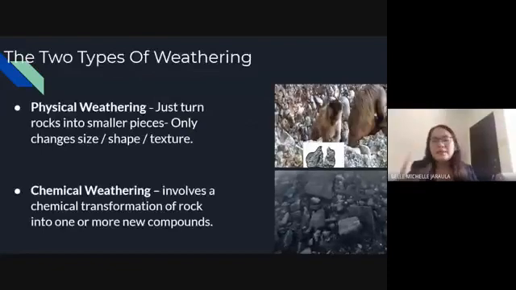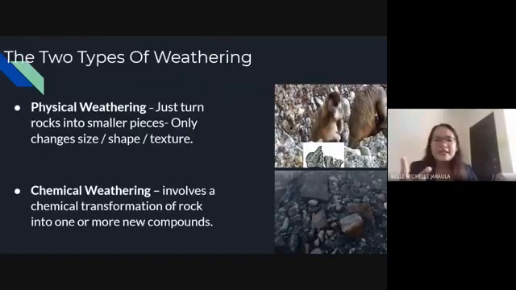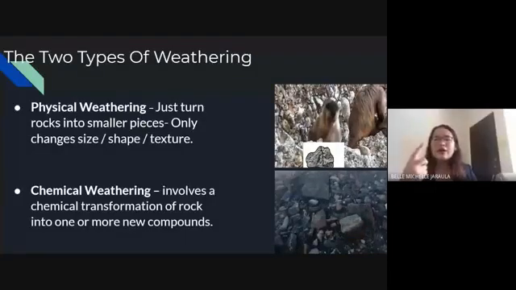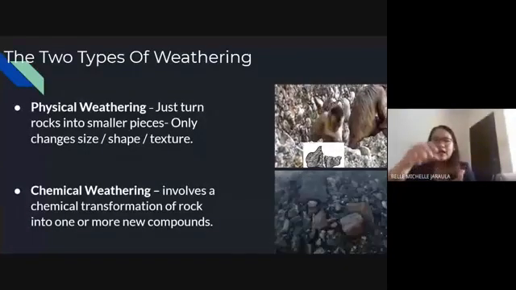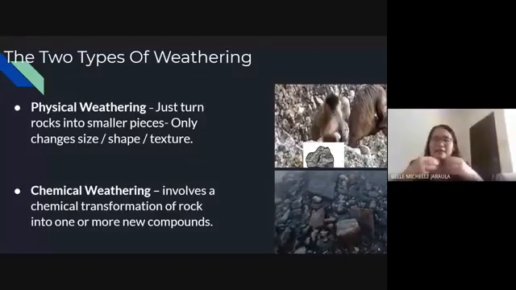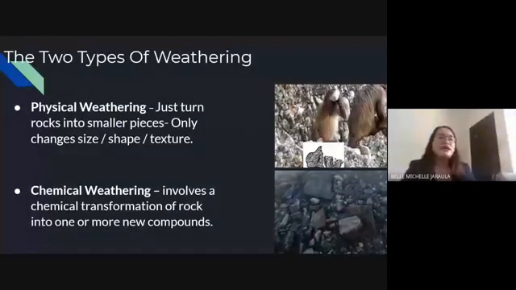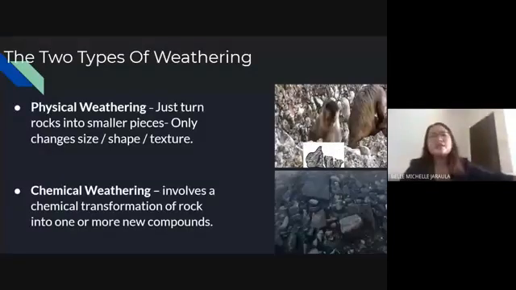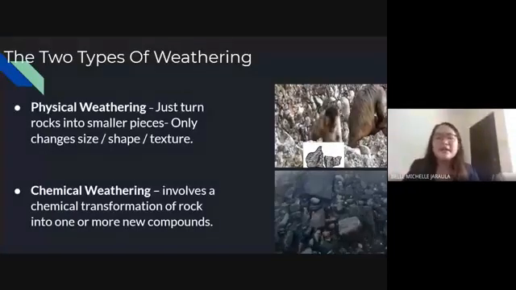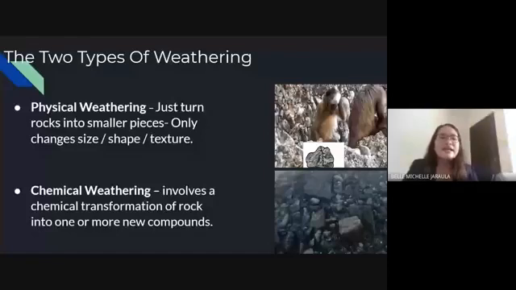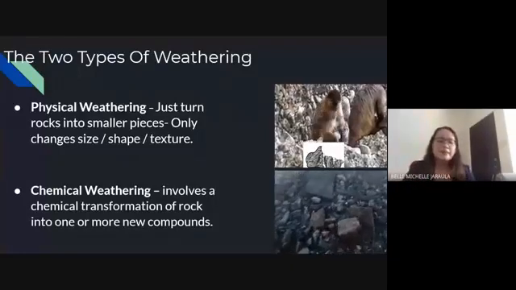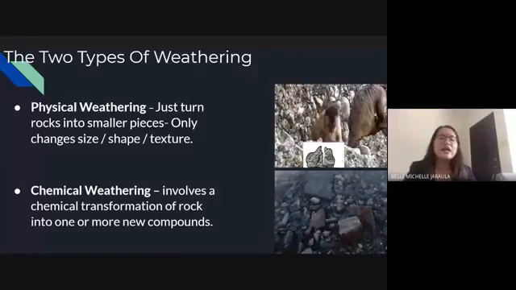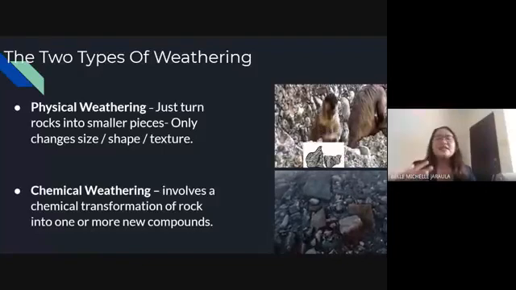So, there are two types of weathering. Remember, physical and chemical. Physical means you can see the breakdown, it is visible. And chemical happens internally. Physical weathering means the rock just turns into smaller pieces. And chemical weathering involves chemical transformation of rock into one or more new compounds. Physical weathering is most rapid in very cold or very dry environments. It is the breakdown of rocks and soils through the mechanical effects of heat, water, ice, or other agents.